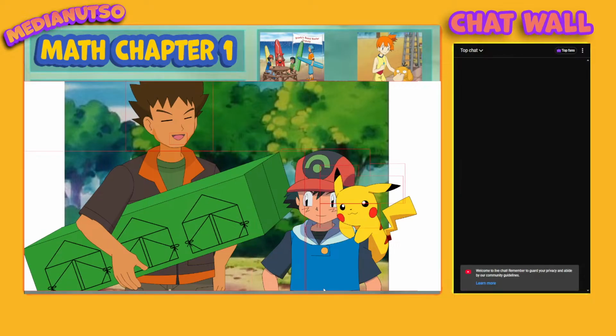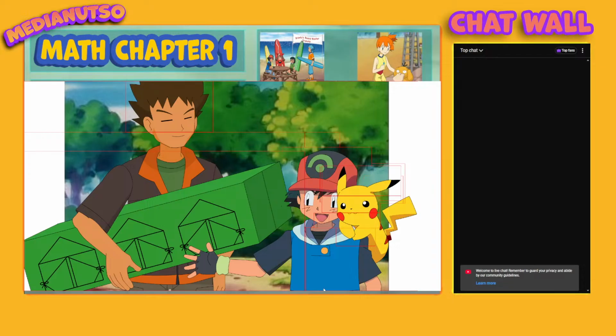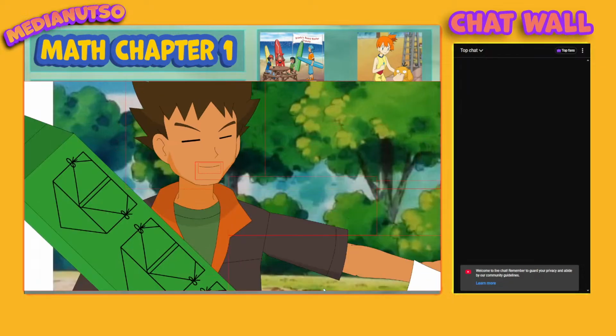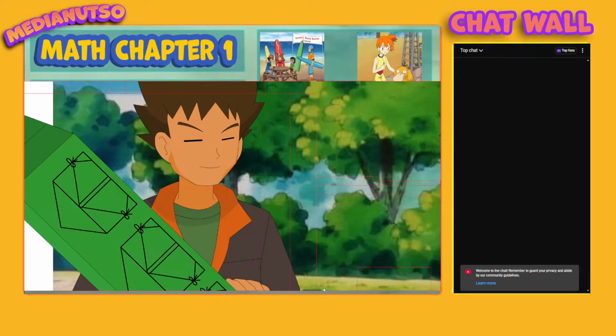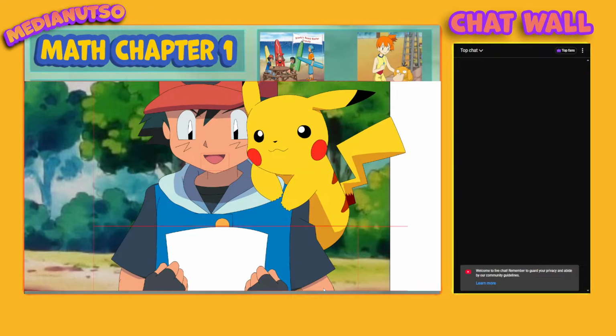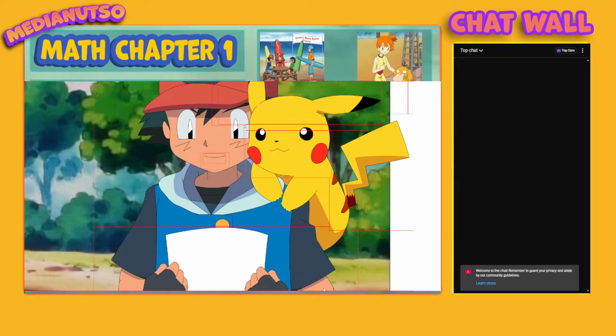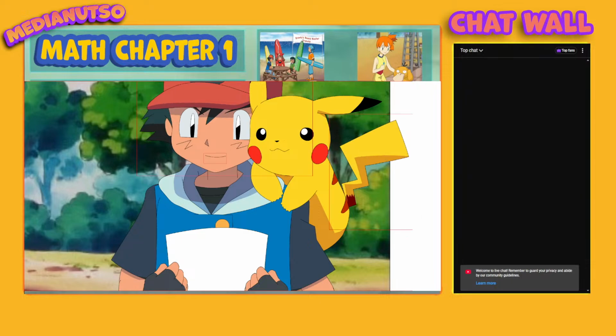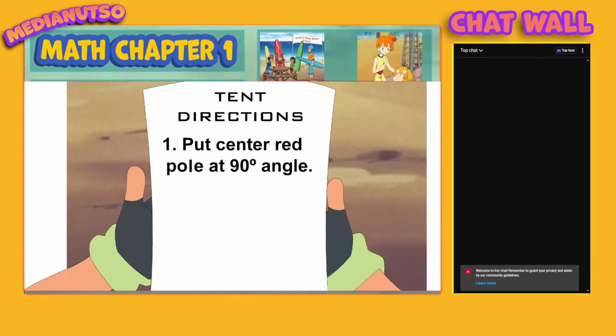Alright, this new tent looks sweet. Yeah, I can't wait to camp out in it tonight. Pikachu! Here, you read the instructions. I'll get the parts out of the box. Deal. Okay, so the first step says put the center red pole at a 90 angle. 90 angle? Are you sure that's what it says? It sounds kind of weird. At a 90 angle. Wait. Maybe it says 900. Hold on.